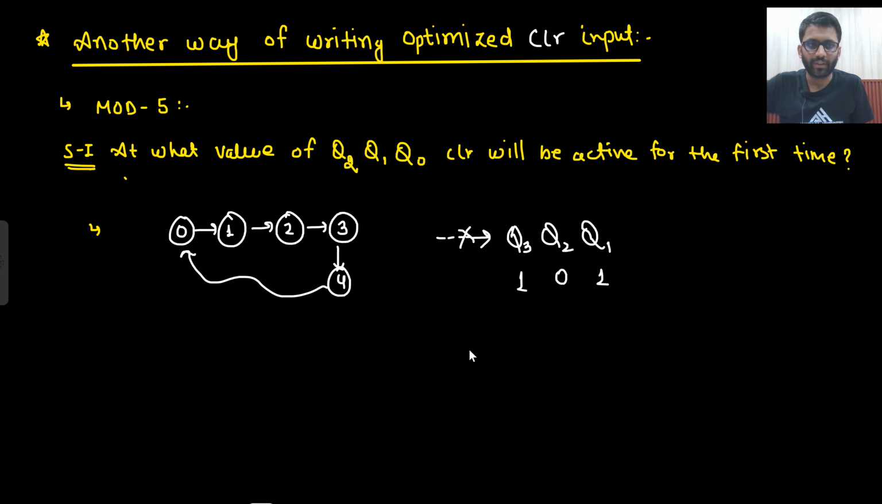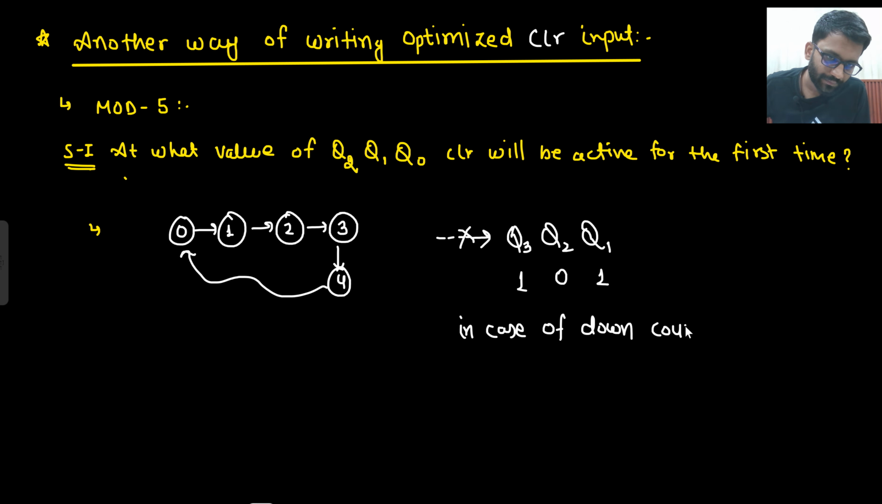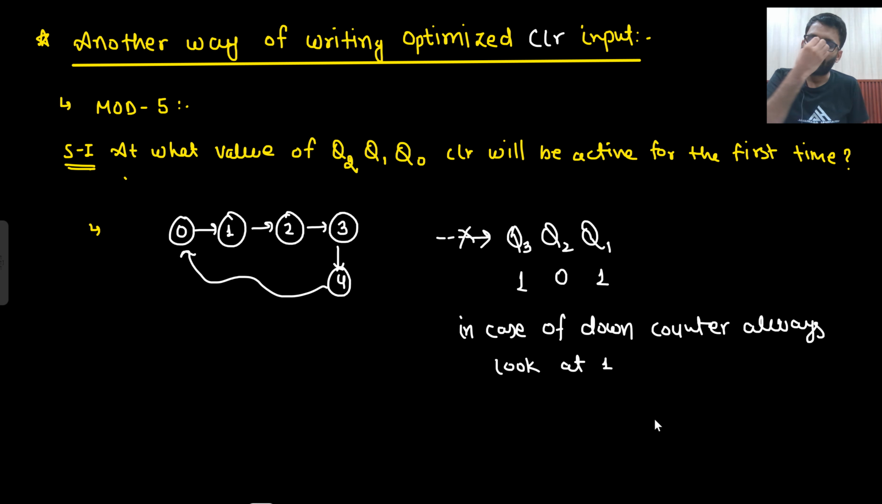Now, in case of an up counter, in case of a down counter, if you are going down, that means you are looking at 0. If you are going up, that means you are looking at 1. In case of an up counter, always look at 1.